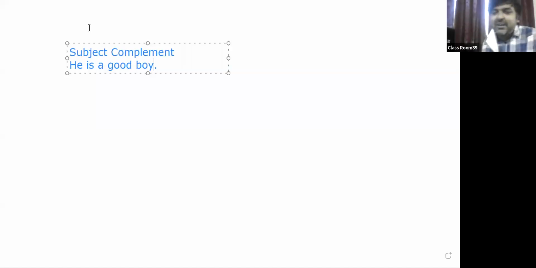Subject complement. Then in this example, "he is a good boy," is again is an example of a linking verb, and anything that follows the linking verb, which you deem as an object, is not an object actually. It is a subject complement. So you have to find all those things. So a subject complement characterizes the subject in plain words.